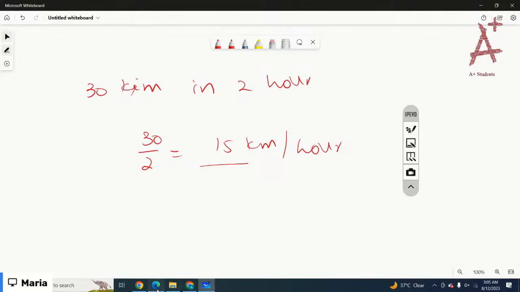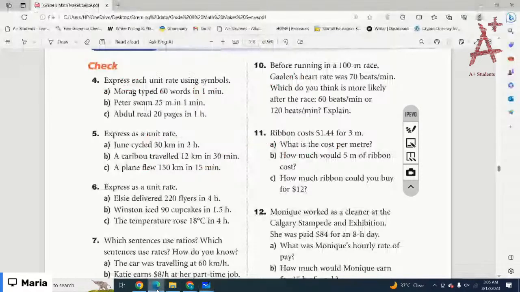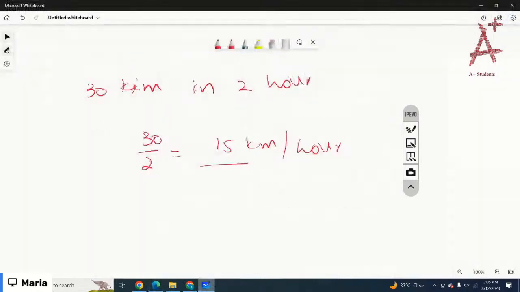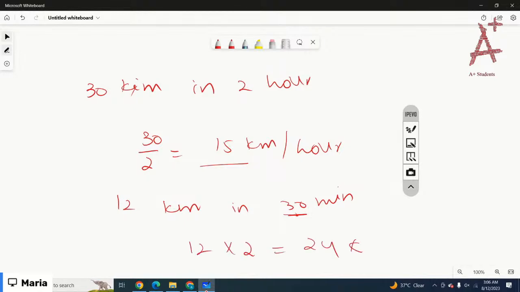Okay, the next one is a caribou traveled 12 kilometers in 30 minutes. So you have to calculate the unit rate. Unit rate means 1 hour. 30 minutes means half an hour. You have to calculate for 1 hour, right? So 30 plus 30 makes 60. That means you have to multiply the distance by 2. That would be 12 times 2 is 24 kilometers. That means in 1 hour he can do 24 kilometers, right? 24 kilometers per hour.